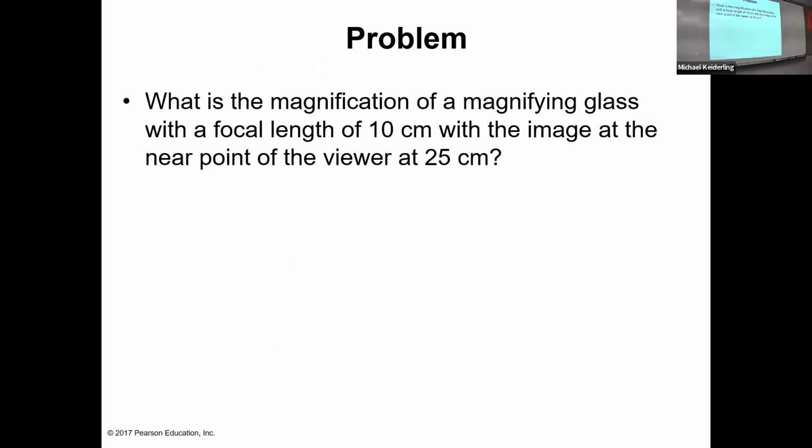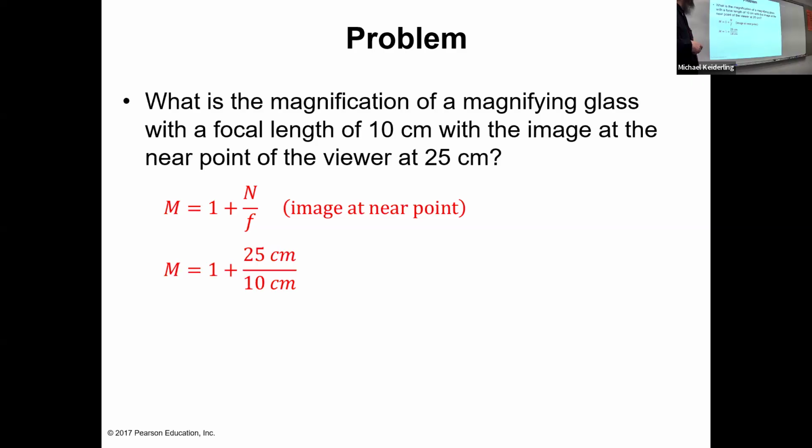So what is the magnification of a magnifying glass with a focal length of 10 centimeters with the image at the near point of a viewer at 25 centimeters? M equals 1 plus near point over focal length. So 1 plus 25 centimeters over 10 centimeters, 1 plus 2.5. That magnifying glass will have a magnification of 3.5.